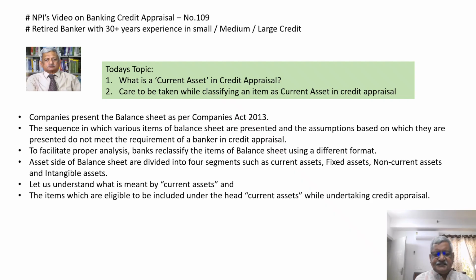The asset side of the balance sheet is divided into four segments: current assets, fixed assets, non-current assets, and intangible assets. Let us understand what is meant by current assets and the items which are eligible to be included under the head current assets while undertaking credit appraisal.